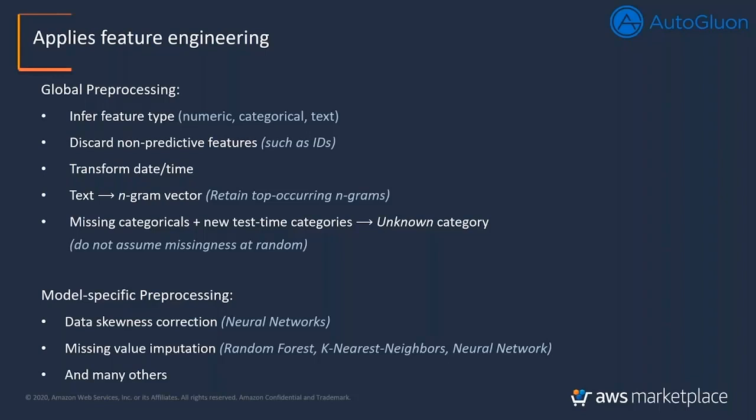So what this means is that if you have missing values in your data, these are infamously difficult and challenging things to deal with, especially for a newcomer in machine learning. Dealing with missing values can very often lead to severe defects in your system. However, AutoGluon has robust handling of missing features and missing values, such that you don't need to worry about that in your data. In terms of model-specific preprocessing, AutoGluon implements data skewness correction through its neural networks, missing value imputation through random forest, k-nearest neighbors, and neural networks, and many more, which go beyond the scope of this talk. If you want to learn more about the preprocessing techniques within AutoGluon, feel free to reference our documentation.